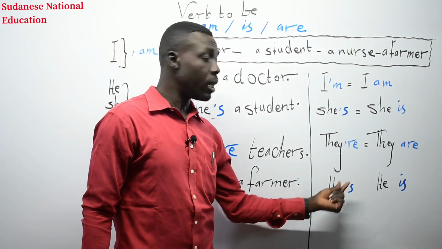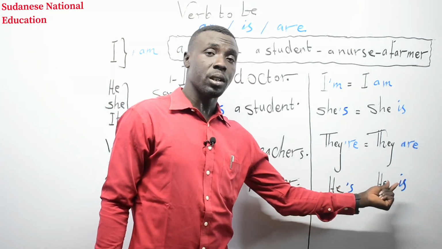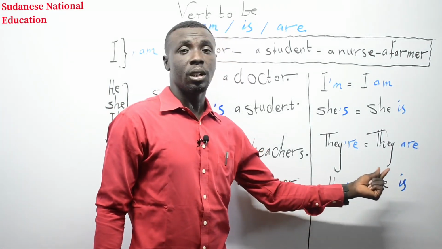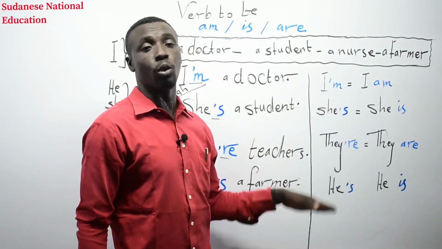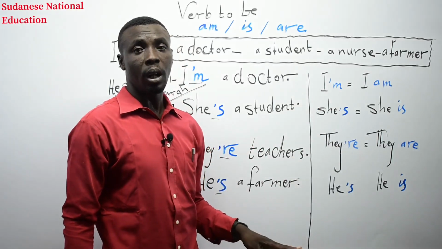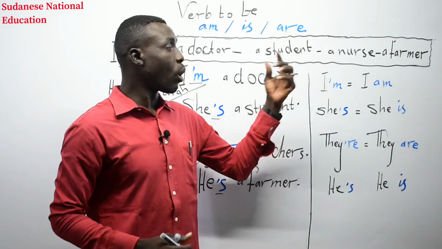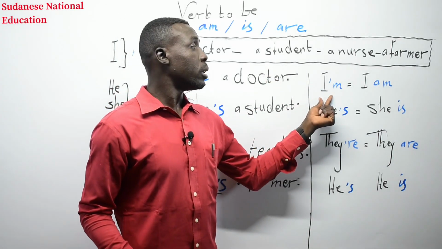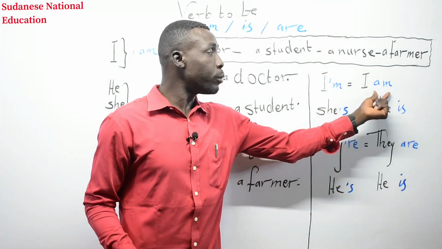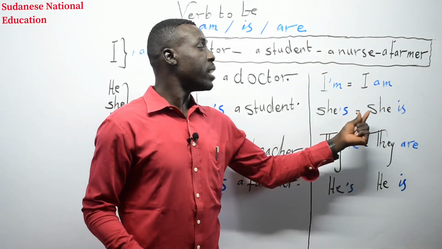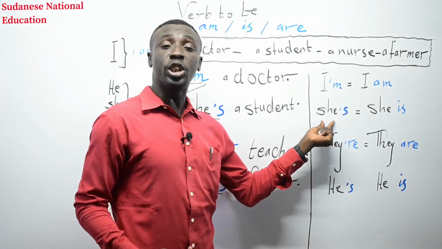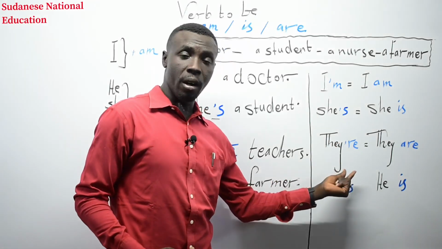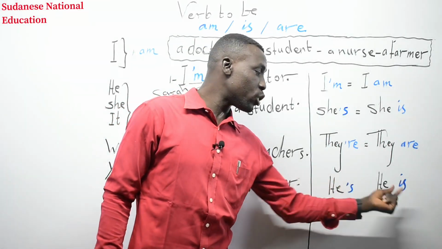He is. These are the short forms of using them. How do we contract I am to be I'm, she is to be she's, they are to be they're, and he is to be what?